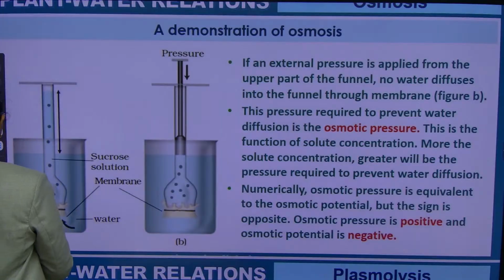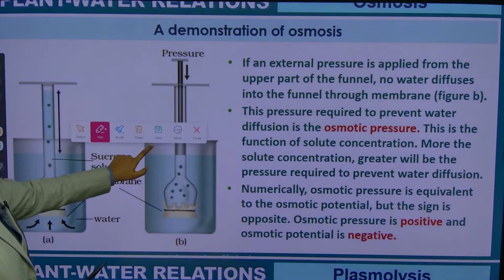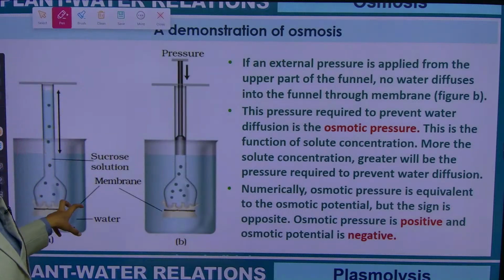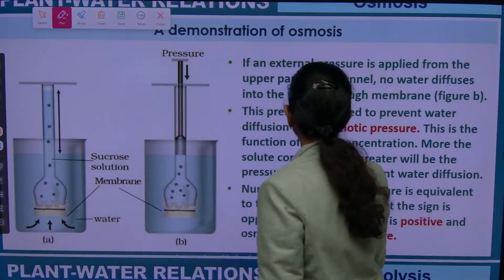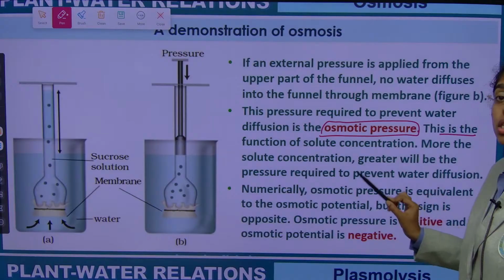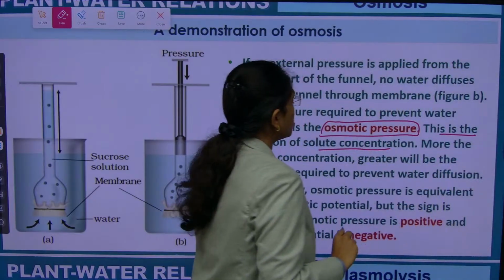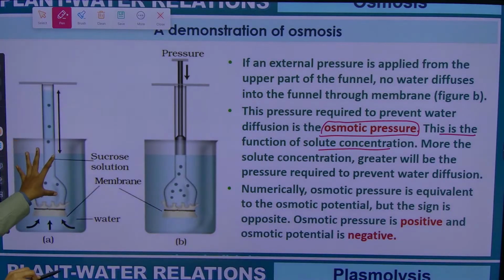Here you can go through it. If an external pressure is applied from the upper part of the funnel, no water will diffuse into the funnel. This pressure required to prevent the water diffusion is addressed as osmotic pressure. It is a function of solute concentration. The greater the solute concentration, the greater the pressure required to prevent the water diffusion.